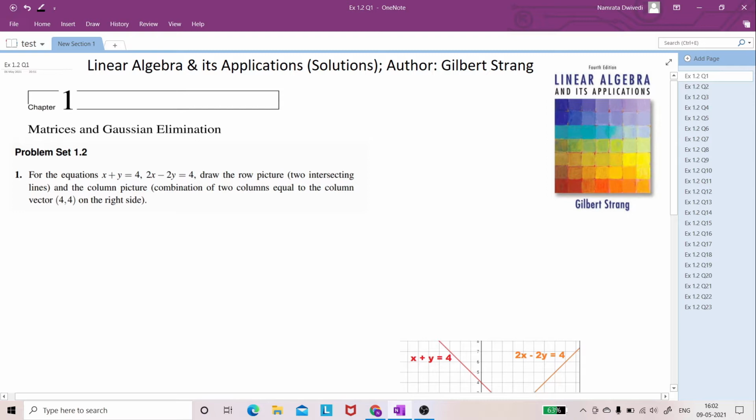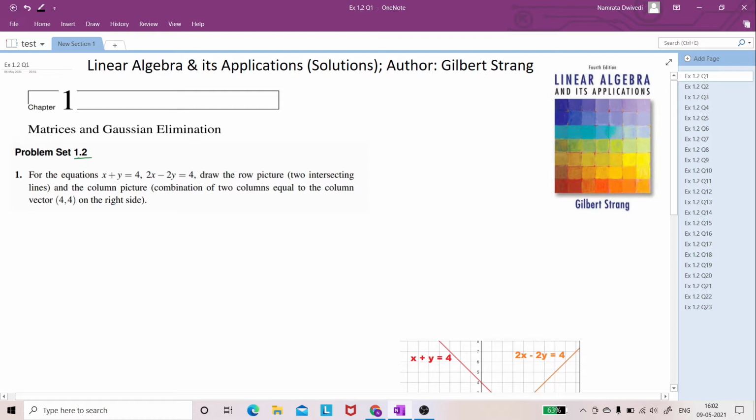Today we'll be discussing the solutions of the famous book related to linear algebra, that is, Linear Algebra and Its Applications. It has been authored by Gilbert Strang. We'll be starting with the first chapter, that is, Matrices and Gaussian Elimination. For that, we'll be starting with the first exercise that is named 1.2 problem set. So come on, let's start.